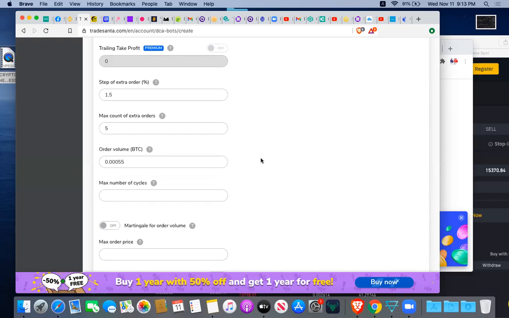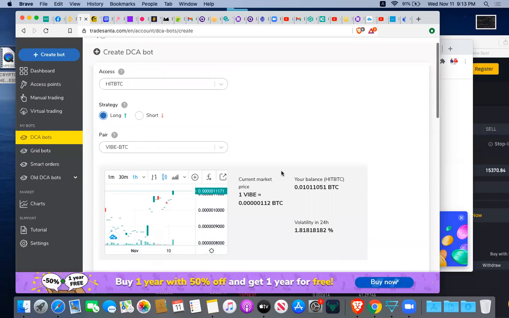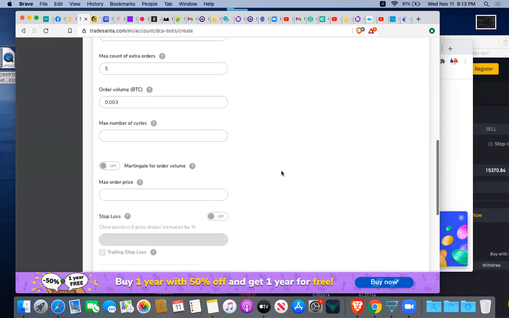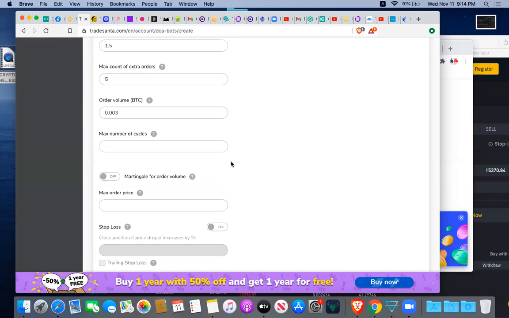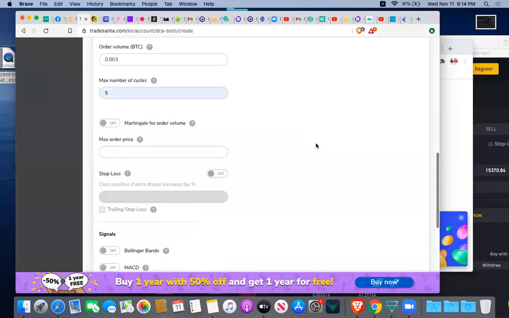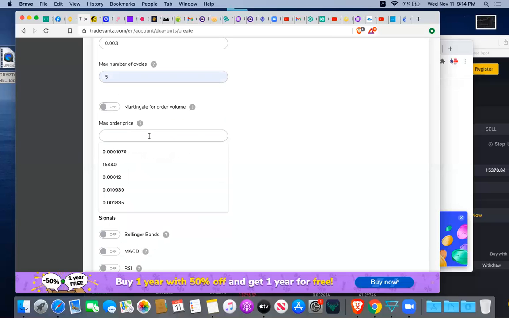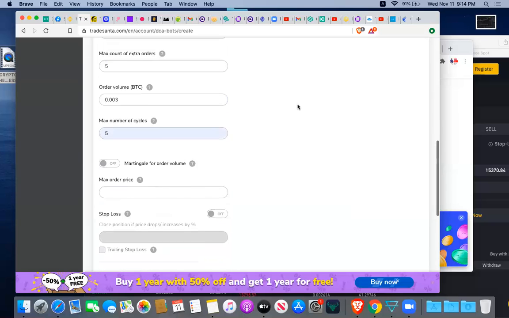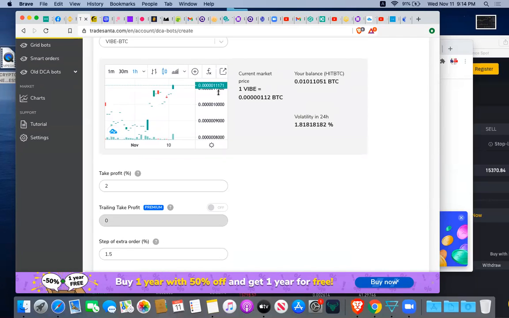All right, you said 5 times. So how much do you want to dispense? Maybe 0.003, the first amount that you would dispense in the first bulk that will be bought once the market triggers. Maximum number of cycles, 5 times before the bot will stop. Make 5 deals and stop. All right. Okay, maximum order price. That's the price at which you want to buy the first order. So look at what it is now.